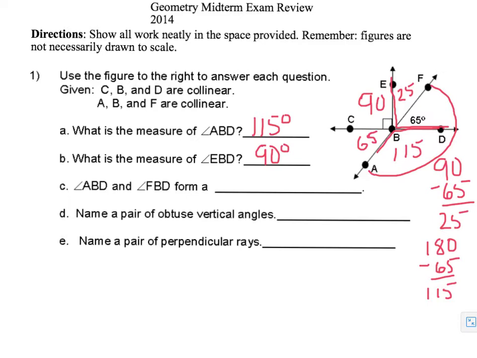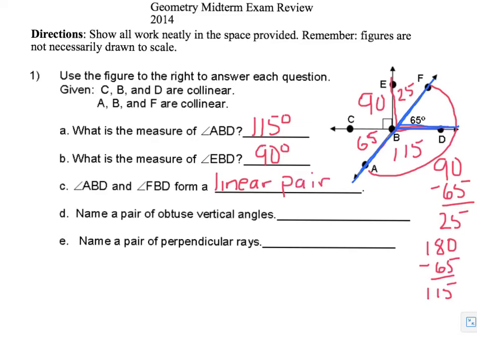ABD and FBD form a what? Let me see, let's pick a different color here. ABD, FBD. Together, they form a straight line. The word for that is linear pair.